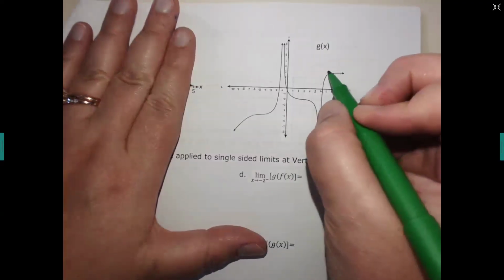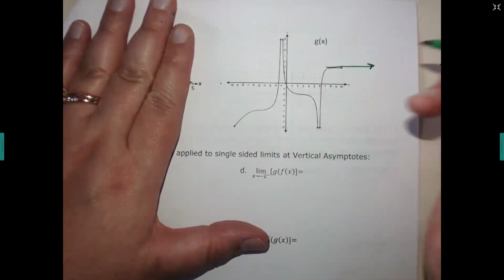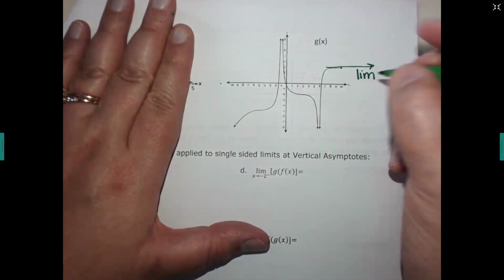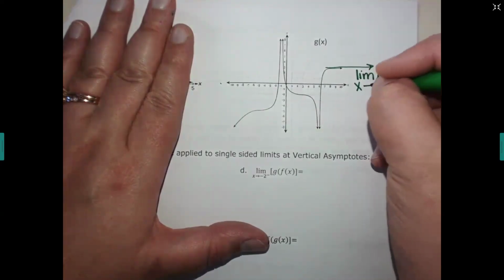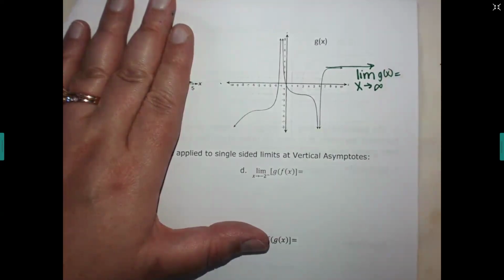So for this end, do I have an asymptote? Okay, yes. So tell me what the limit should say. x approaches what if I'm on the right end? Okay, g of x. What should x approach though? Infinity. And what should it equal? 3.